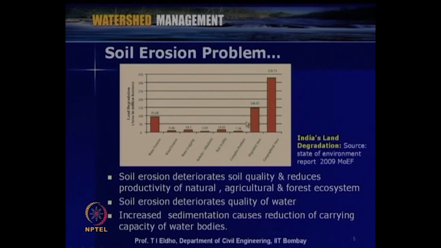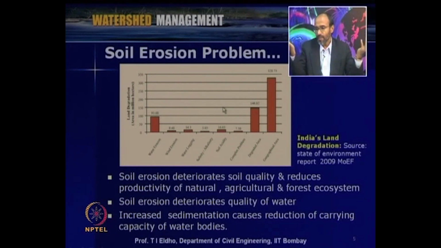So, the degraded area is about 146.8 million hectares, whereas the total geographical area is only 329 million hectares. Out of that, you can see that there are so many problems related to soil erosion. It can be either water erosion or wind erosion, or it can be degraded land. So, all these issues are coming due to soil erosion.